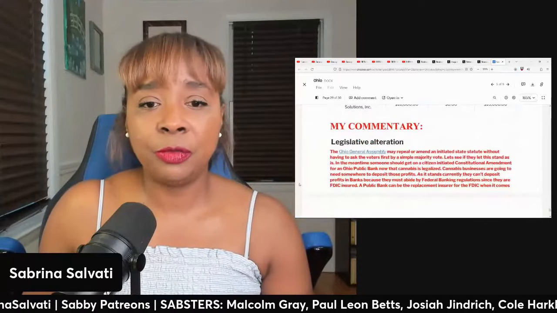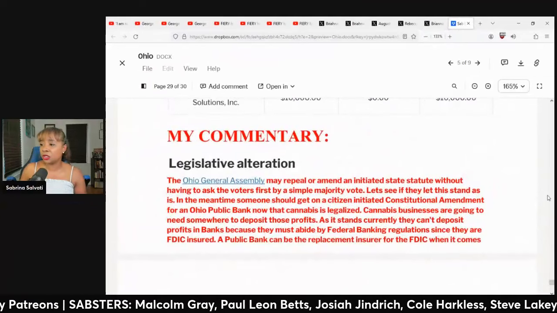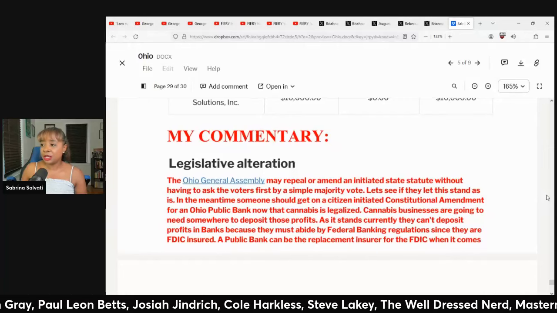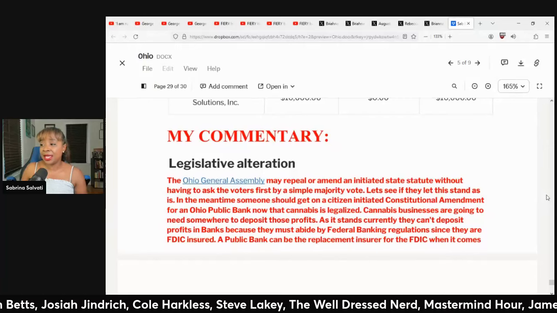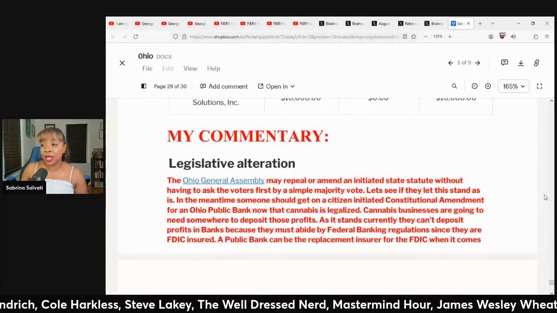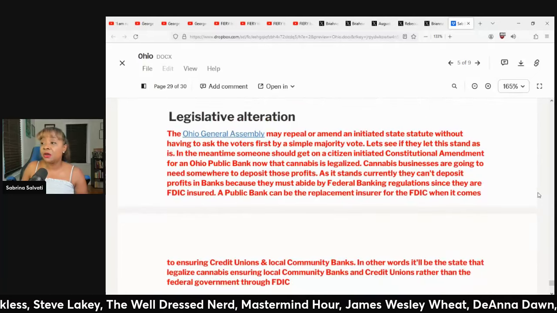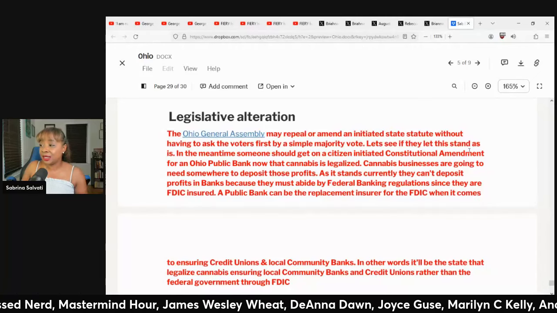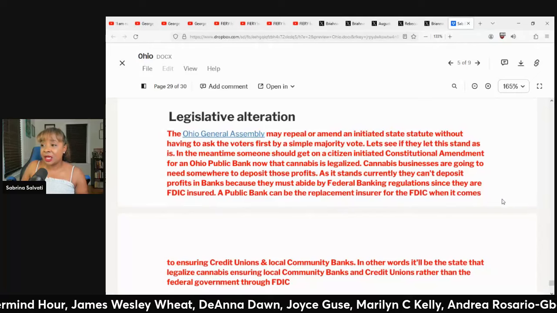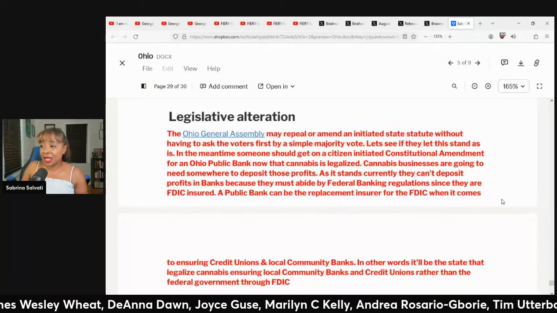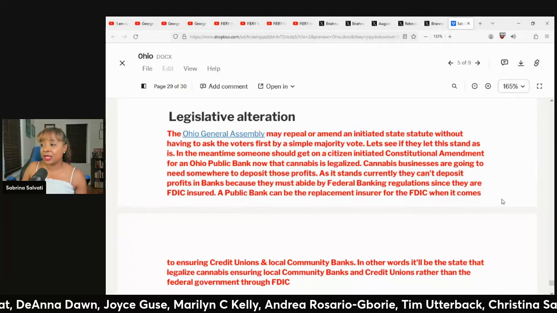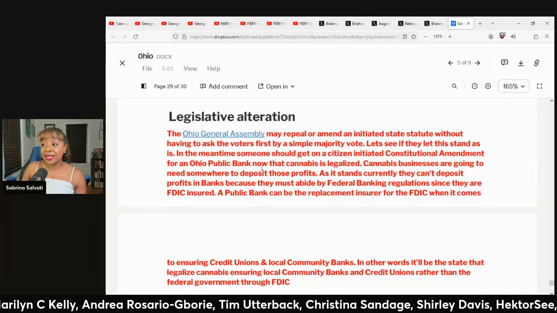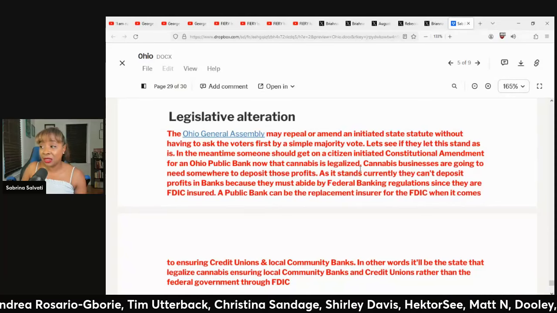A note here from Roger Meadows. Roger, thank you so much for this. Legislative alteration: the Ohio General Assembly may repeal or amend an initiated state statute without having to ask the voters first by a simple majority vote. Let's see if they can let this stand as is. In the meantime, someone should get a citizen-initiated constitutional amendment for an Ohio public bank now that cannabis is legalized.